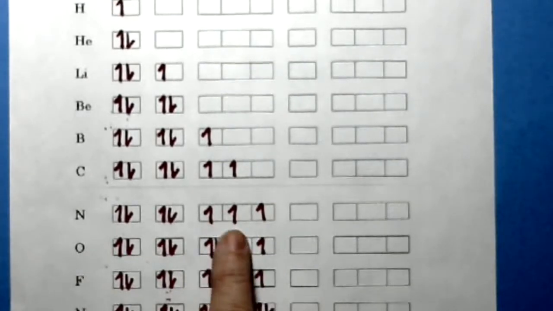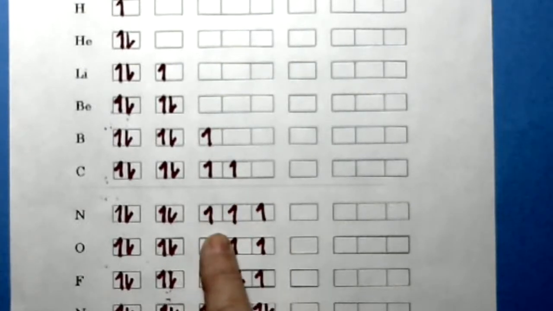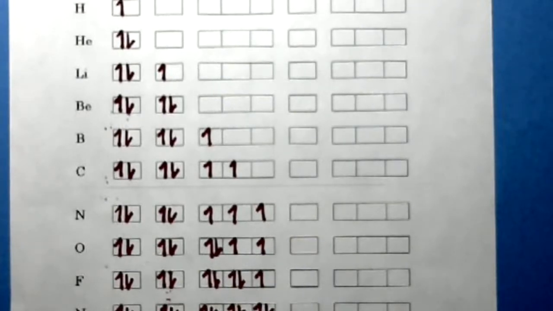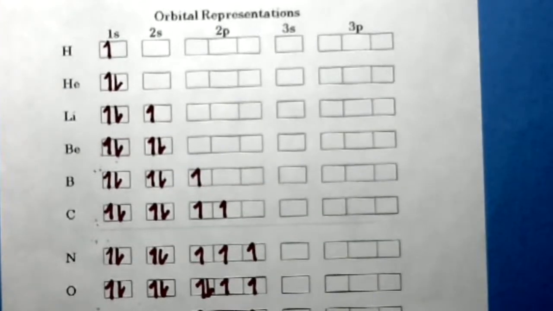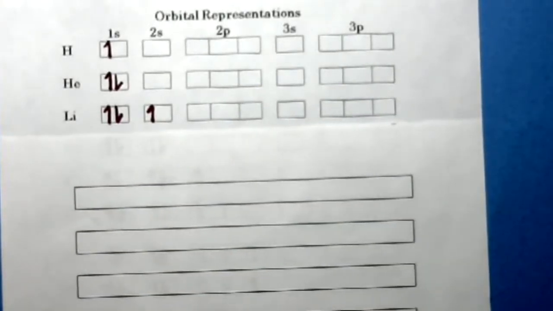It's kind of like children in a room, they each get their own room, but when they're out of that energy level, they have to start doubling up before they go to the next one. And so we're going to take these box diagrams and turn them into electron configurations, which is even easier than the box diagrams, I think you'll find. So let me show you how to do that.